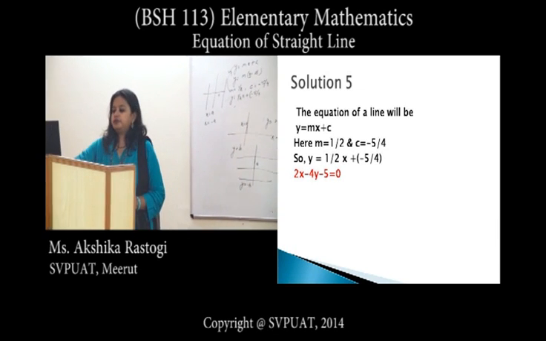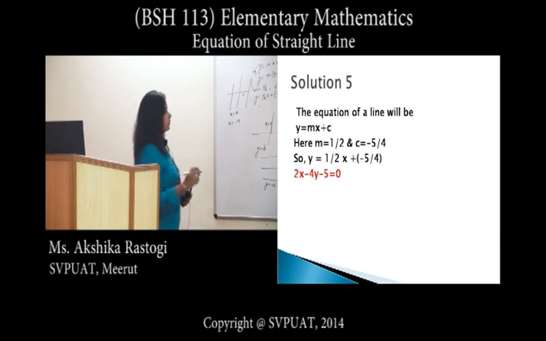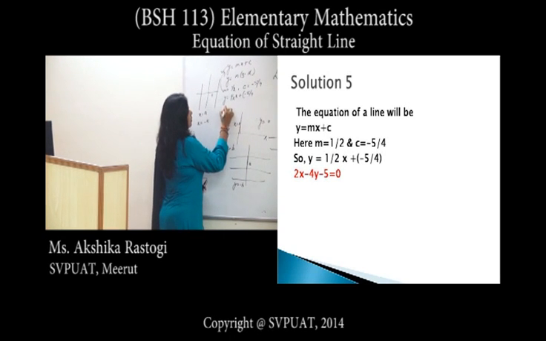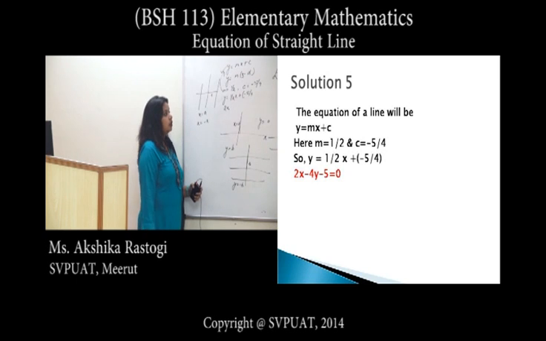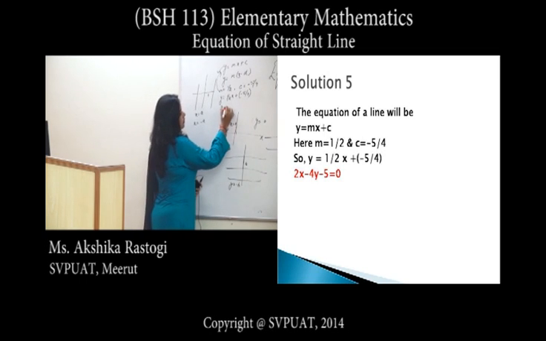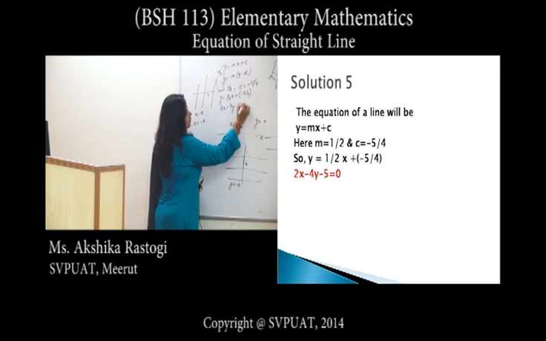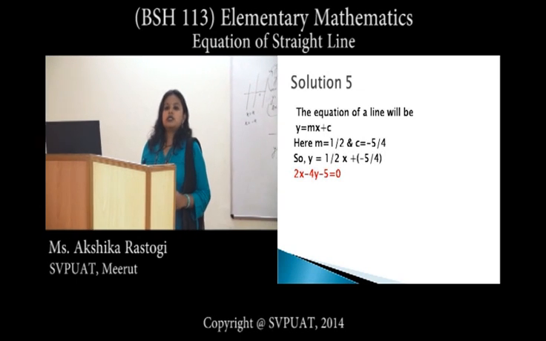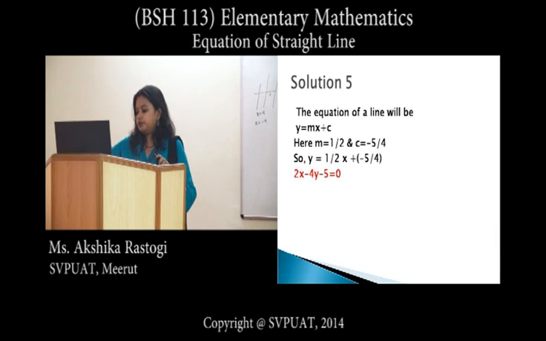We can solve this equation, and on solving this we get 2x. You can take the LCM for this. So it will be 2x minus 4y minus 5 equals 0. This will be the required equation which is asked in the question. So this is how, depending on which axis the line is intercepting, we go for the formula. These are the standard formulas.